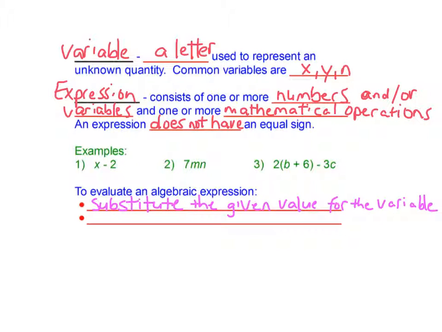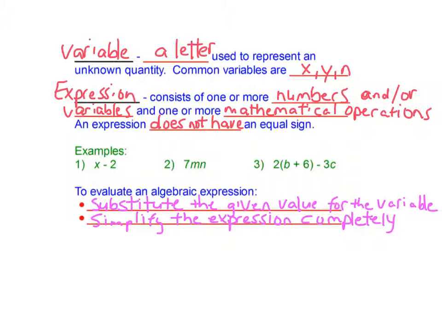Okay, so to evaluate an algebraic expression, the first step is to substitute the given value for the variable. To evaluate an expression, an algebraic expression, you substitute the given value for the variable. To evaluate means to solve. The next step would be to simplify the expression completely. Those are the two steps that you need to evaluate an expression.